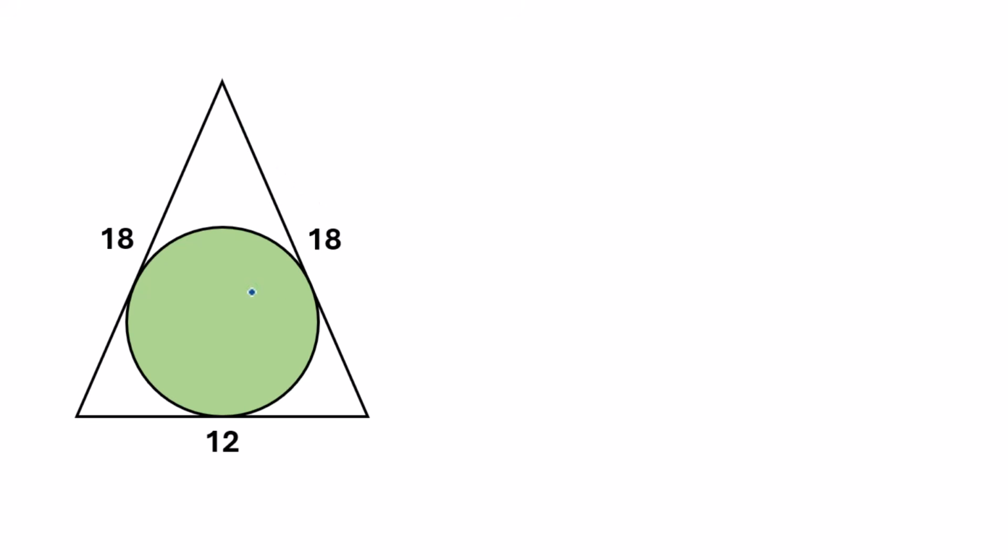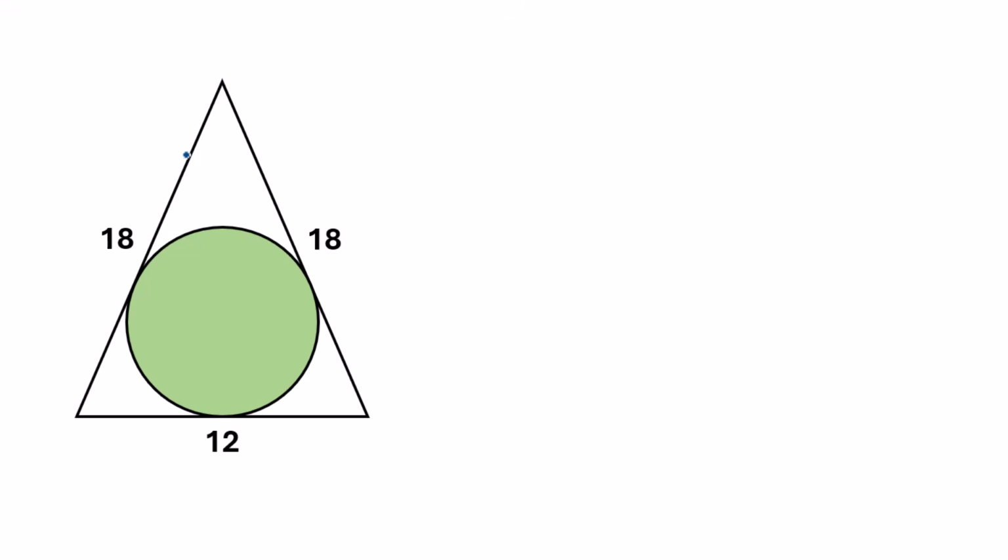We have a triangle whose side lengths are 18 units and 12 units, and there is a circle inside it touching all three sides. We have to find the area of this circle.